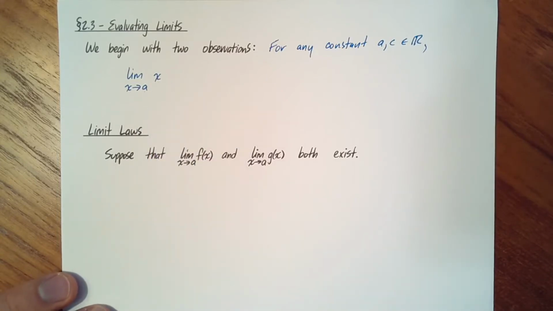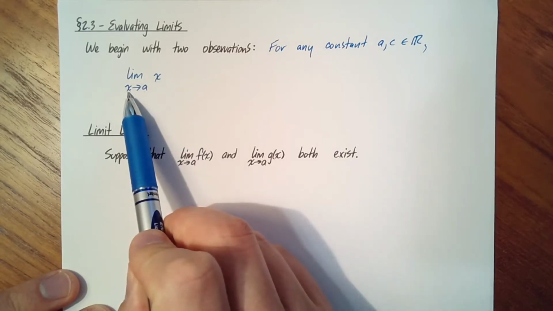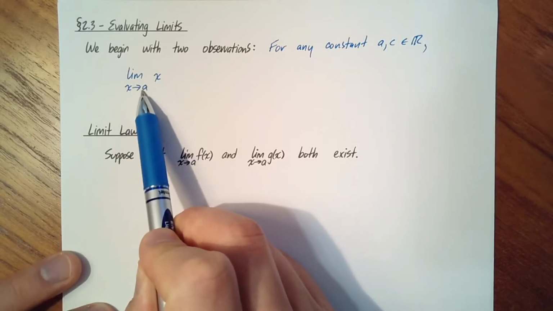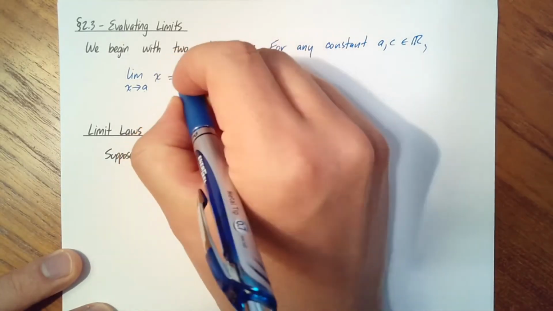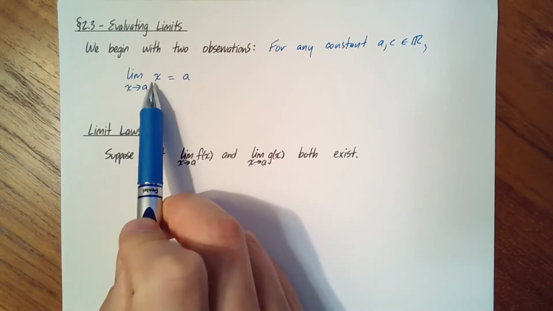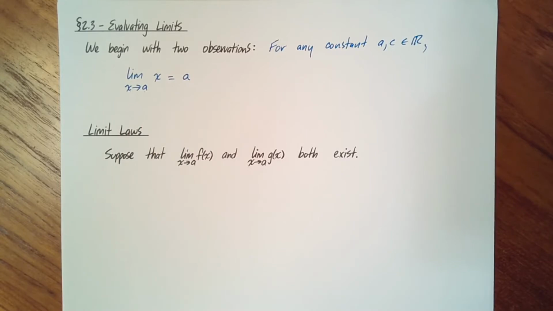Really what it comes down to is this. If the function you're dealing with is exactly the same as your limit variable, then the limit is going to evaluate to whatever your limit variable is approaching. So in this case, the answer is a, right? So as the values of x get closer and closer to a, the values of x also get closer and closer to a, and that's why we can write that.